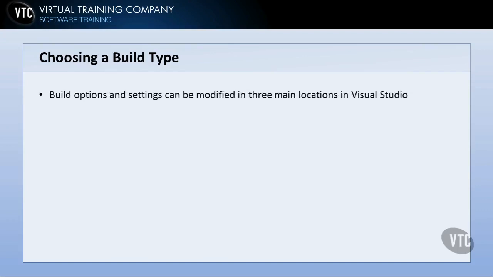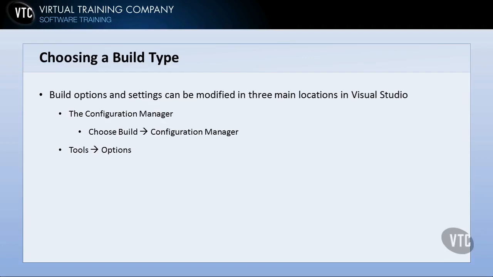Now, when you're building an application in Visual Studio, there's a lot of build options and settings that you can modify, and these are really found in three main locations in the Visual Studio interface. The first one is the configuration manager, and if you choose build on the main menu up there and then just choose configuration manager, you'll see it. Tools options, there's a projects and solutions section down there, and the general sections where you have a lot of your most prevalent settings that we'll talk about at this point.